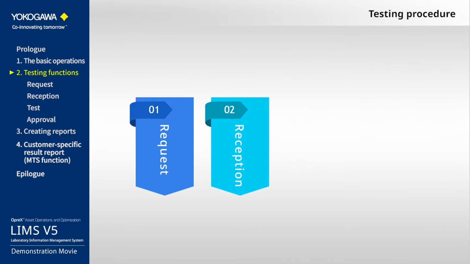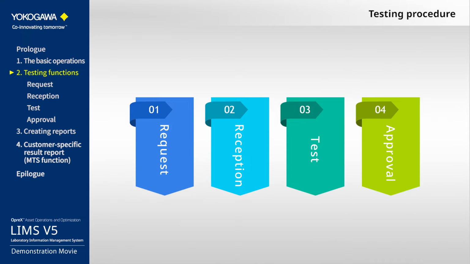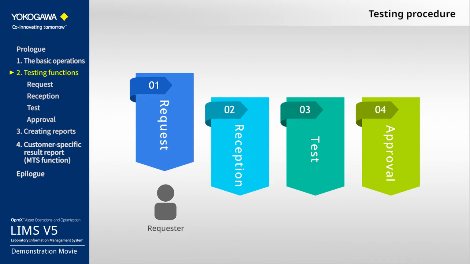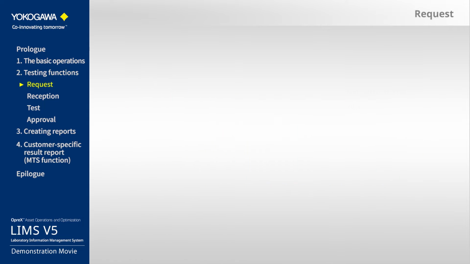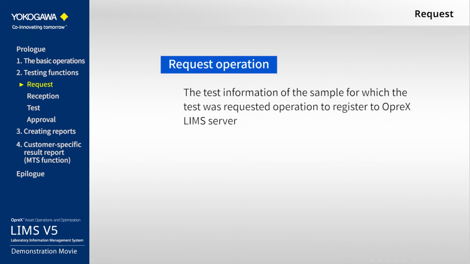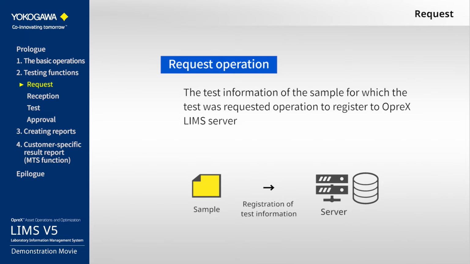Now, let's look at the OpreX LIMS testing functions. We will explain the screen operation by articulating the actual test work. The first step is to issue a request. Issuing a request consists of registering test information for the actual requested test samples in the OpreX LIMS server. Once a request is issued, a unique request number is assigned to each corresponding sample, and the registered test information is managed. The exact procedure for issuing a request varies depending on whether or not OpreX LIMS is linked to an upper-level system.